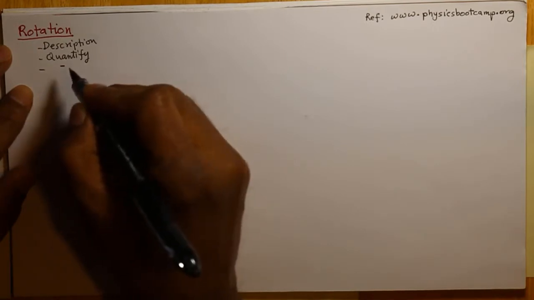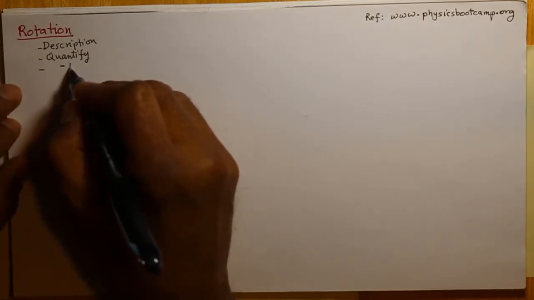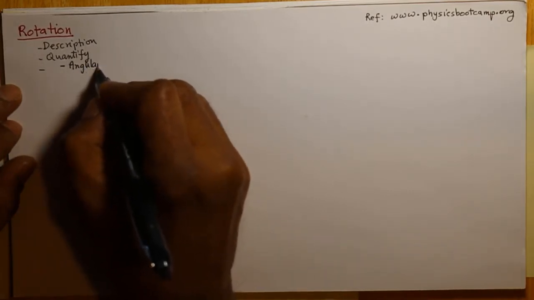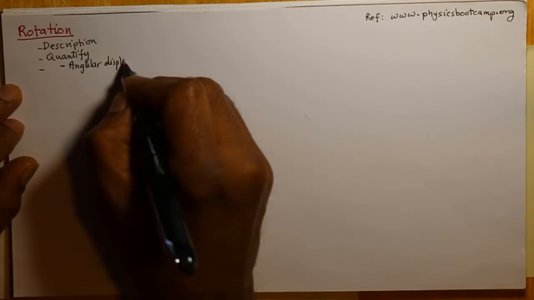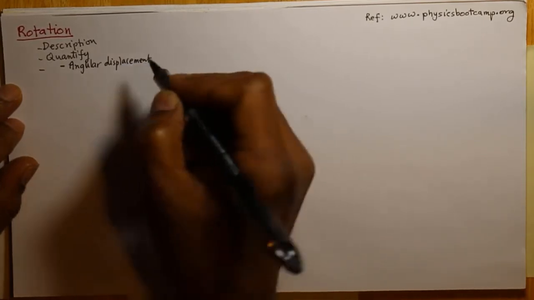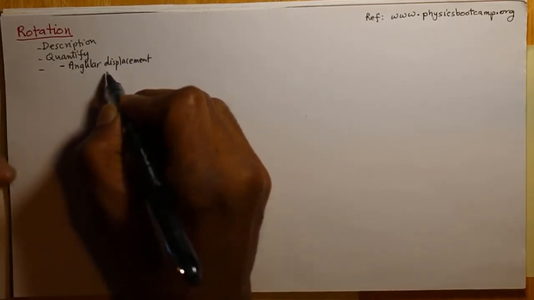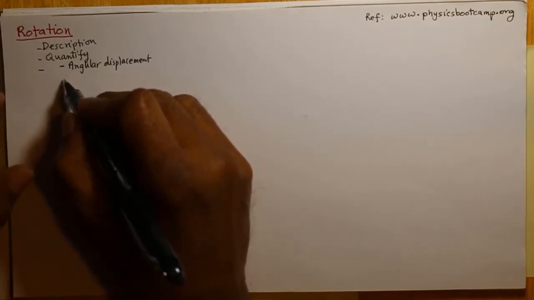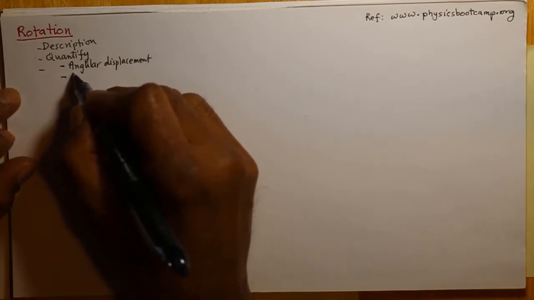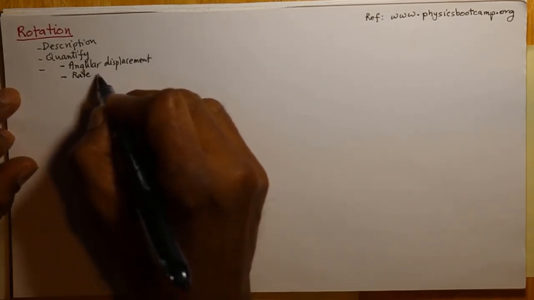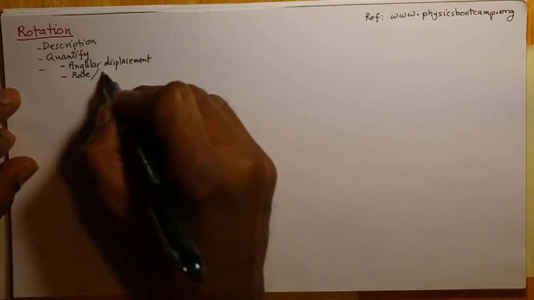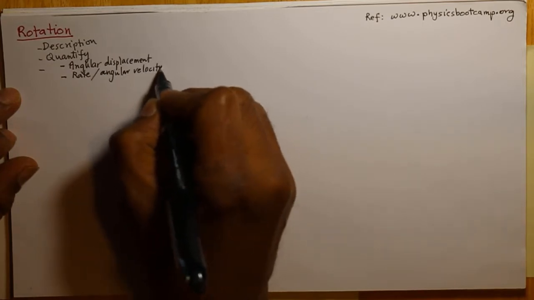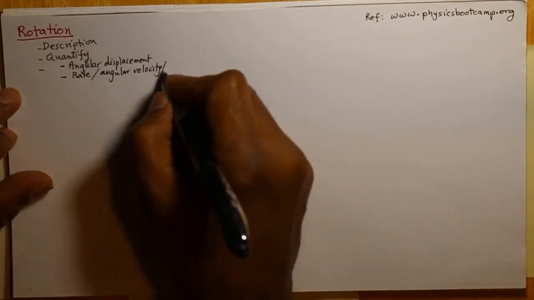In terms of quantification, just like any motion, it requires an idea of displacement. This time it will be angular displacement, and how much angle is displacing in how much time, the rate at which it is rotating, the rate of rotation, which is angular velocity and angular speed.